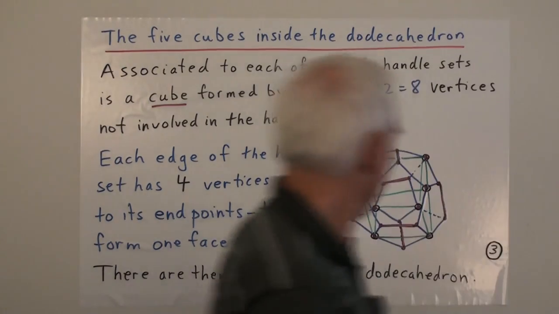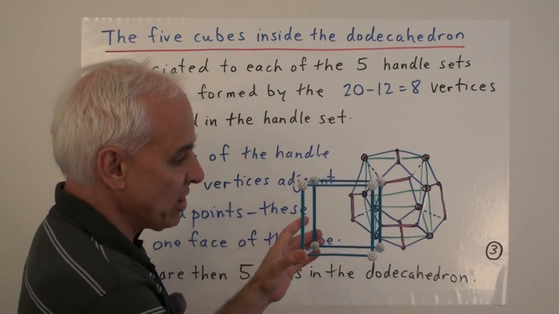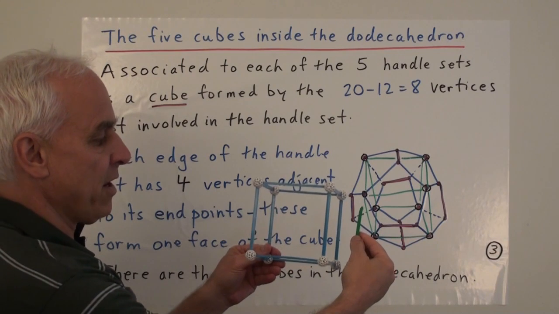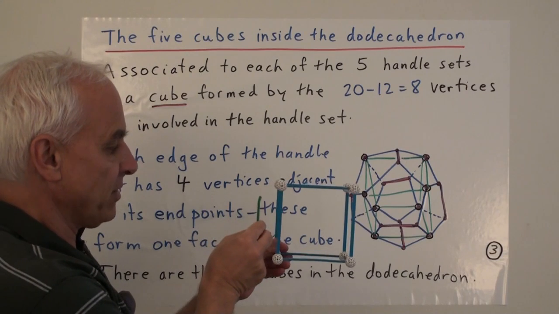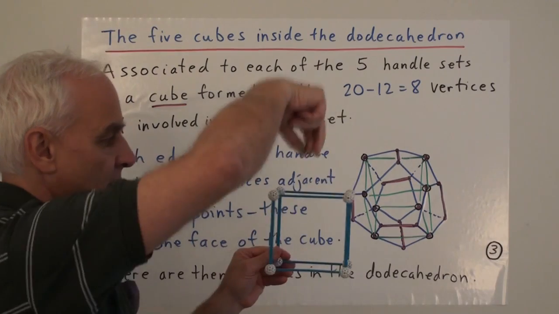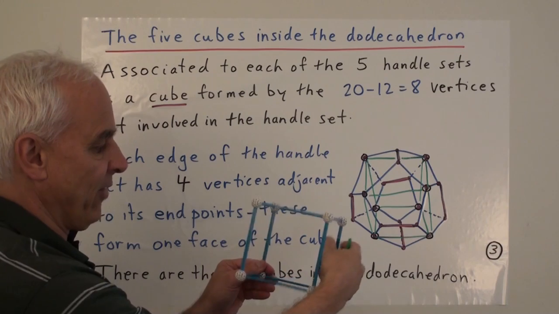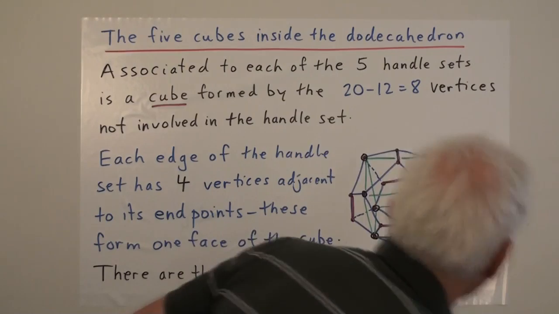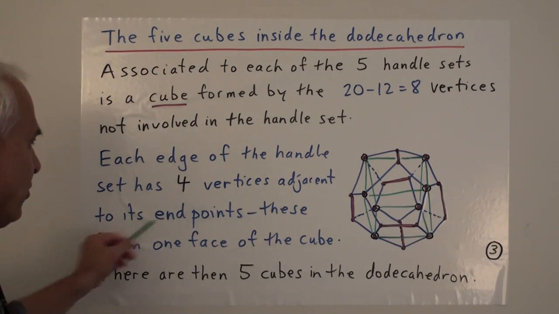So, for example, if we think about a cube like this, then the relationship of the handle set is something like this: over here, somewhere around about there, is one edge of the handle set, and over here is another edge. Then there's another edge here, and another edge here, another edge here, another edge here. So we can kind of imagine the handle set as being almost handles on a cube. Okay, so each edge of the handle set has 4 vertices adjacent to its endpoints.